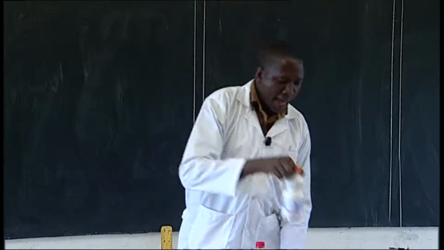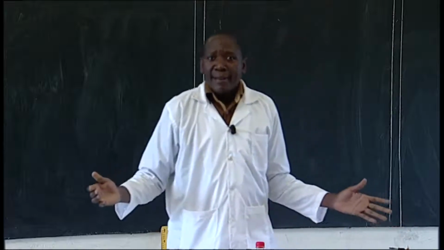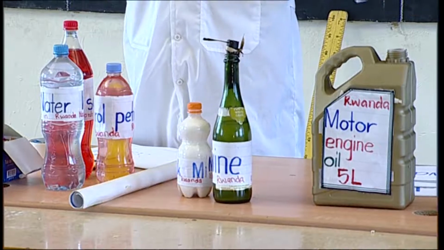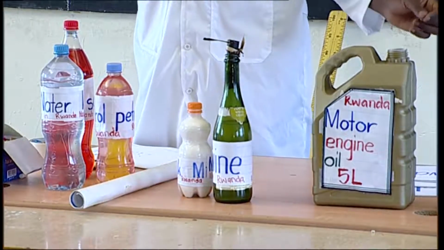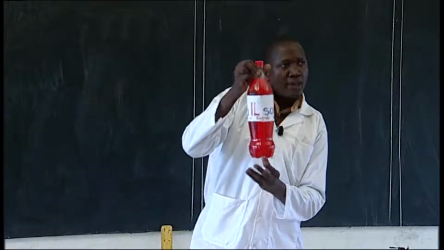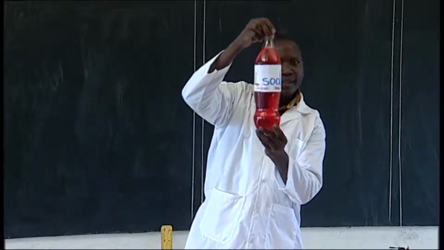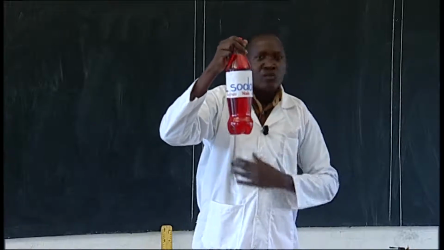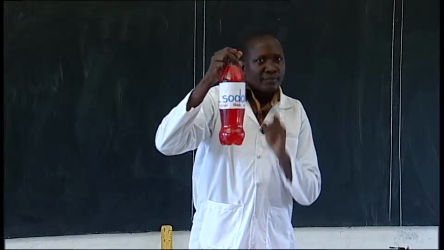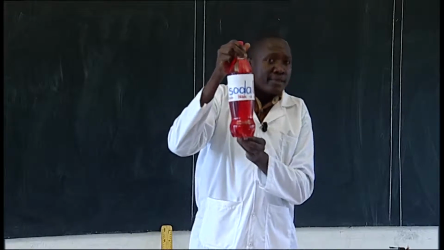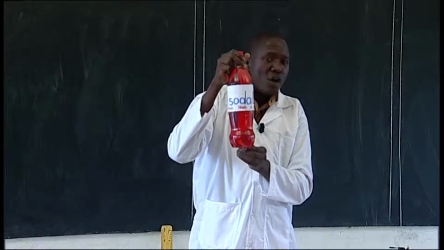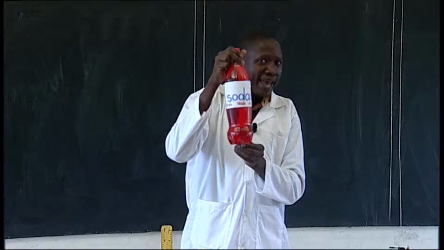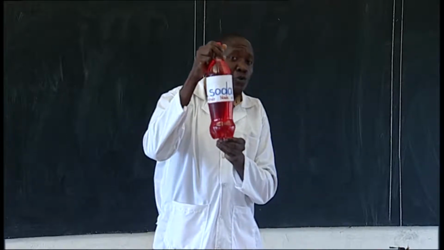Good. Another thing. Who can tell me another thing you've seen here on the table? Someone says you've seen soda. Excellent. This is soda. I know someone is now getting prepared to drink my soda, but no, wait. We shall drink. This soda, they measure in liters. When you are going to buy, you must make sure you buy the right amount. And it's so sweet.